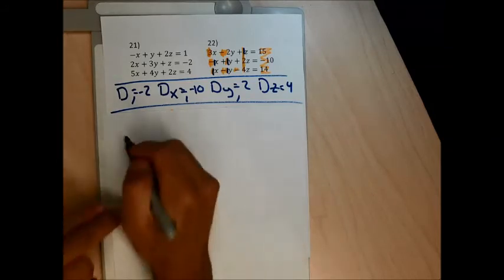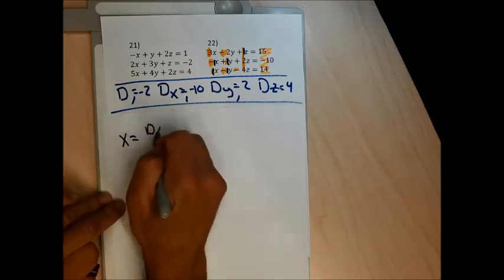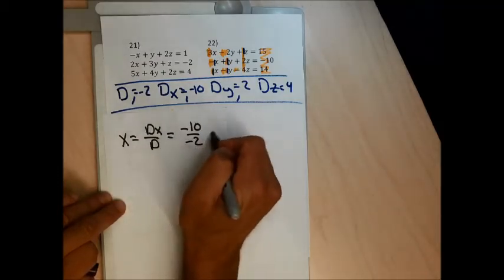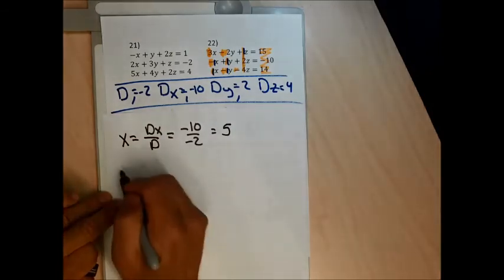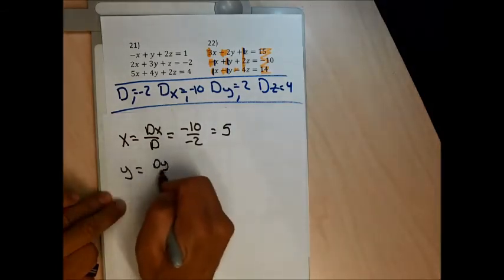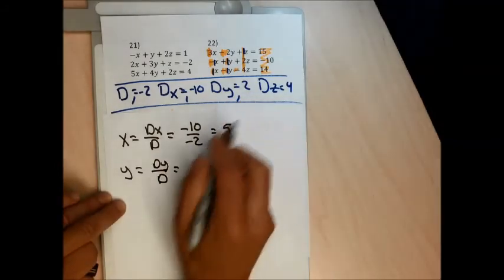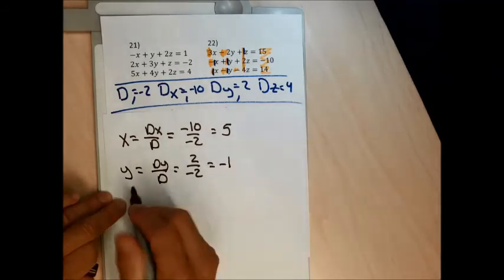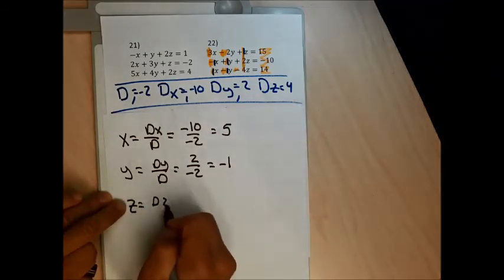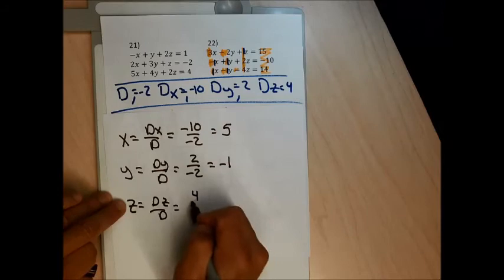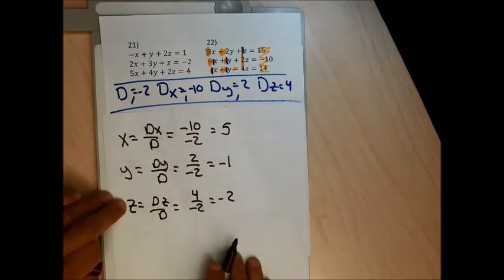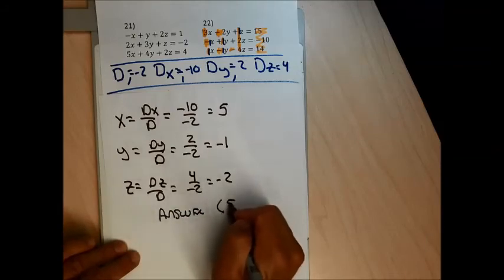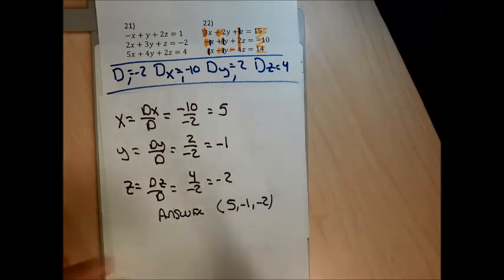X is going to be d sub x over d. That's going to be negative 10 over negative 2, which is going to be 5. Y is going to be d sub y over d, which is going to be 2 over negative 2, which is negative 1. Z is d sub z over d, which is 4 over negative 2, which is negative 2. For my answer, I'm going to write 5, negative 1, and negative 2.